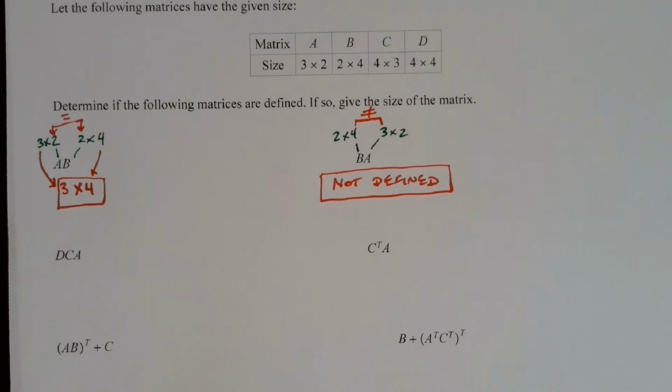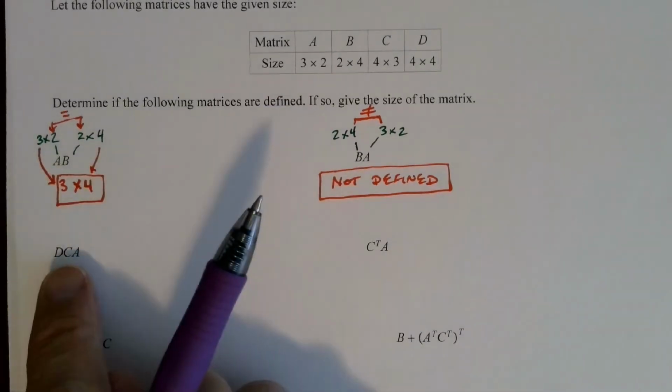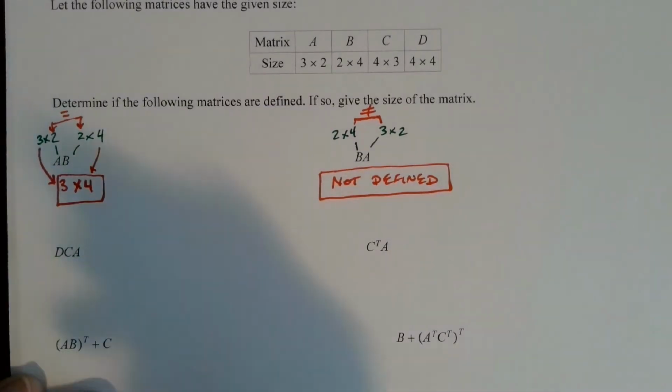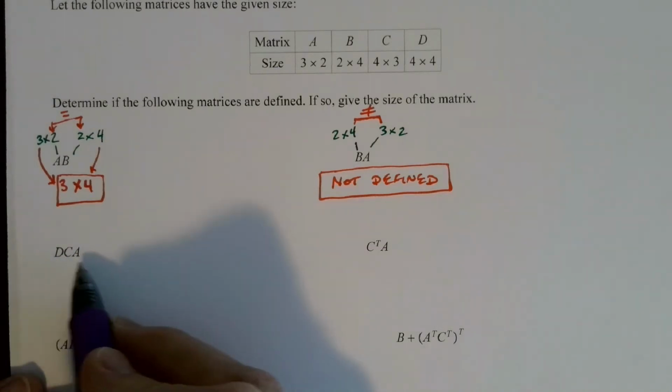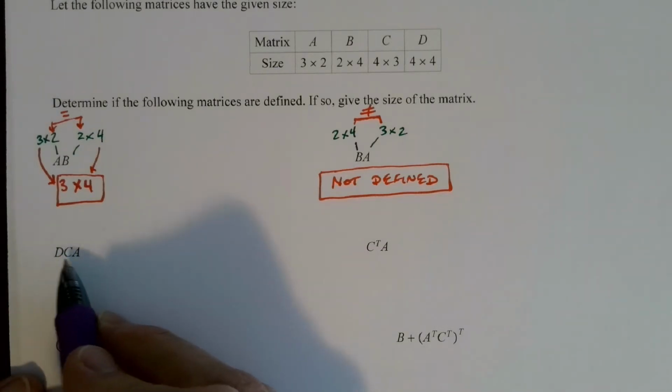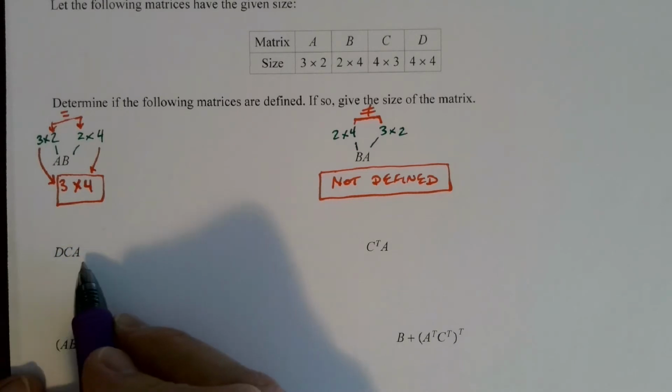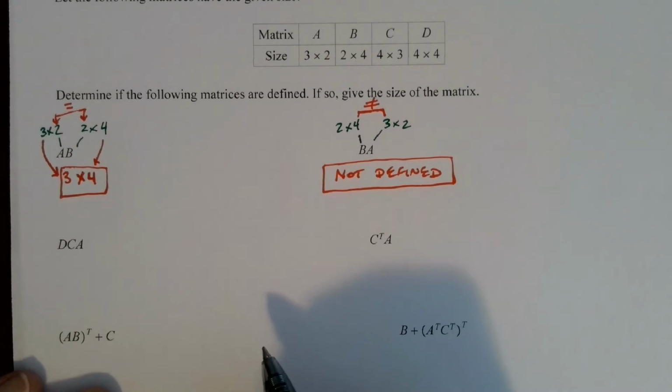And so matrix multiplication is not commutative, but we'll see it is associative. I can regroup as long as what? We don't commute. We can't change the order. DCA is not the same as CAD or ACD. Okay. Let's see first of all if DCA is defined. How do we do that?